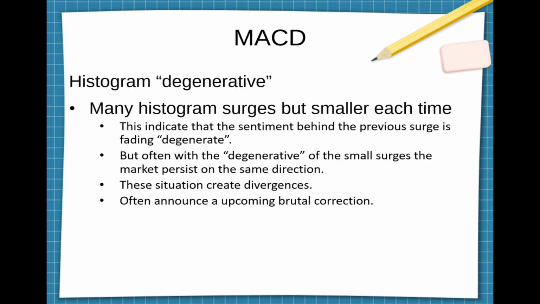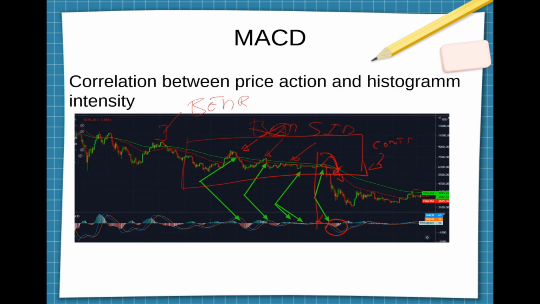Okay, the degenerative side of it is when you have many histogram surges, but they get smaller each time. By smaller, I mean less intense or less persistent. Now this indicates that the sentiment behind the previous surge is fading, which means degenerative, but often, despite the degeneration of the small surge, the market persists in the same direction. So you're losing steam, but we still go in the same direction. This situation, they create divergence, often announces an upcoming brutal correction. This is probably what we saw here.